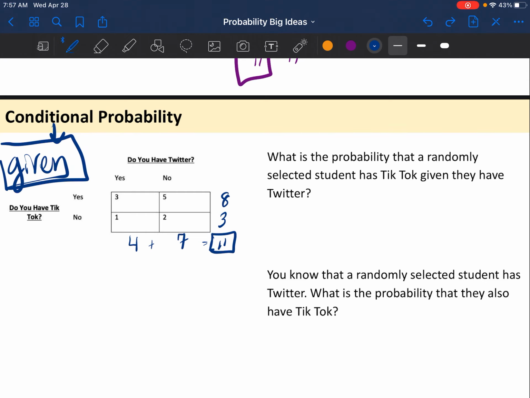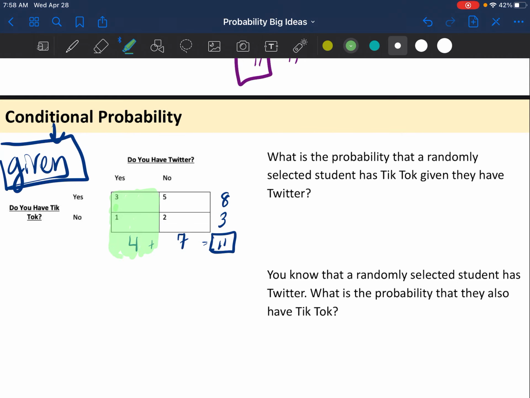But conditional probability changes the total. It changes the group that you are looking at, or the sample that you are looking at. So instead of looking at everyone, I'm going to look at a small group. I'm going to look at the people who have Twitter because it says given they have Twitter. Or I know someone has Twitter. So now I'm only going to look at the numbers that represent people who have Twitter. The people who do not, no, I did that backwards. Who have Twitter here.